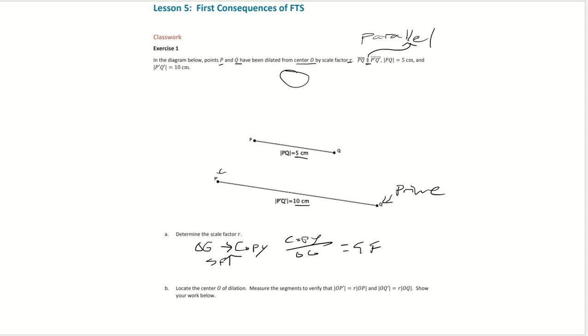So I have 10 divided by 5, these are centimeters. 10 divided by 5 is 2. So my scale factor, says scale factor R, my scale factor is 2. We can prove that by going from 5 to 10. 5 times my scale factor of 2 is 10.